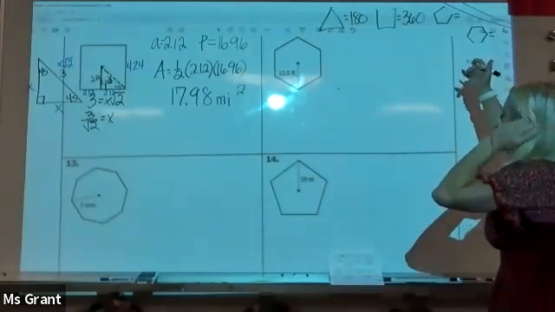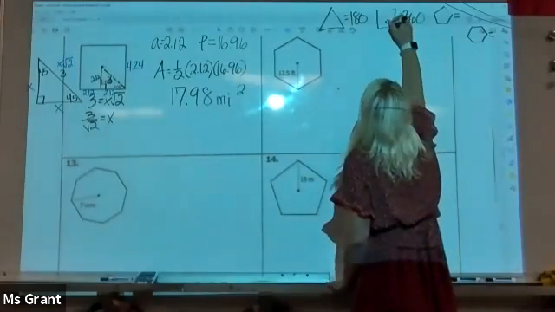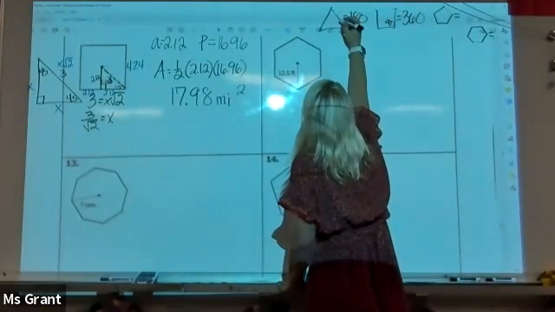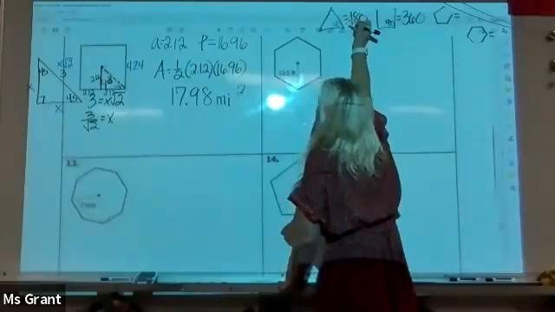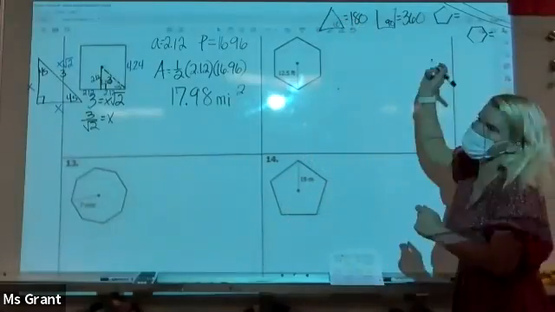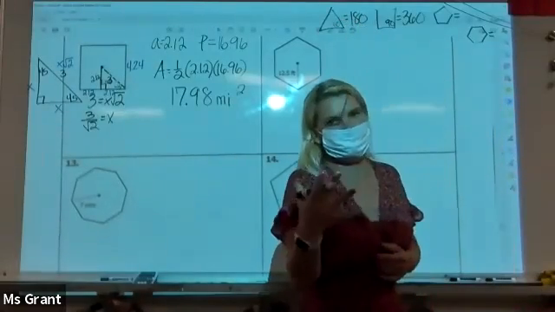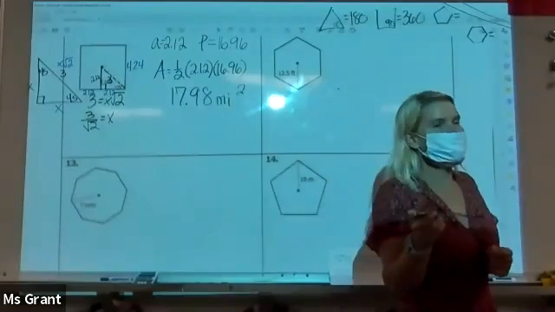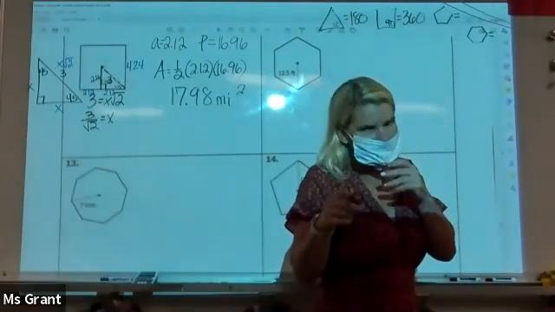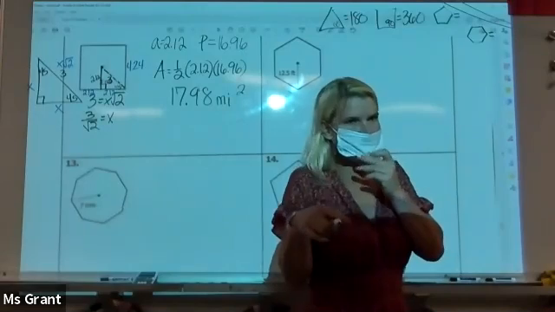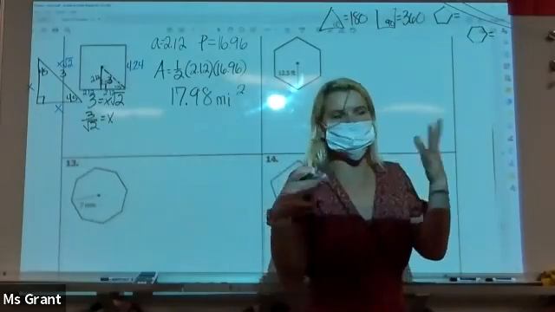So each angle is 90 in a square or rectangle. Each angle is 60 in a triangle. What's each angle in a pentagon, a 5-sided shape? It was 180 times 5 minus 2, then divided by 5. What was that? Someone shout it out.